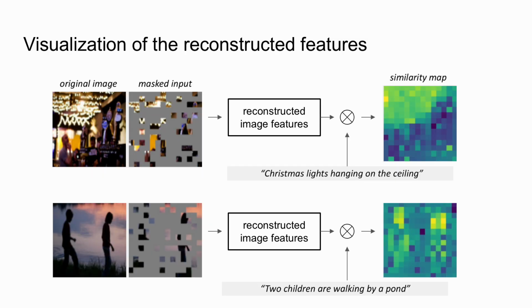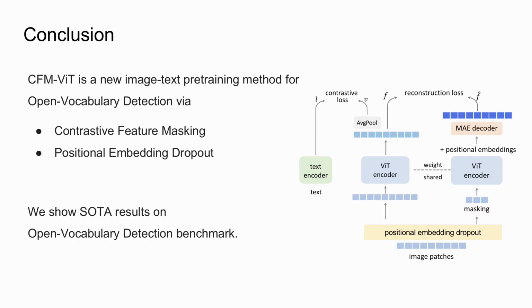We also visualize the feature reconstruction results from our pre-training. We compute the similarity map between the reconstructed image features and a queried text embedding. And we observe that the learned feature reconstructions make sense given the queried image-text pairs. In conclusion, CFM-ViT is a new image-text pre-training method for open vocabulary detection via contrastive feature masking and positional embedding dropout, and it shows state-of-the-art results on OVD benchmarks.